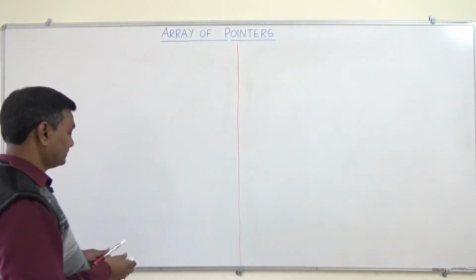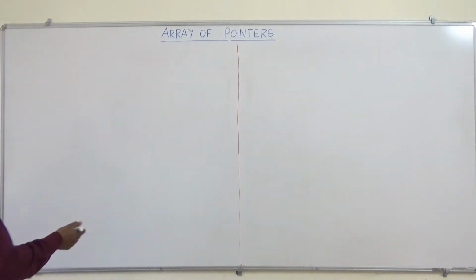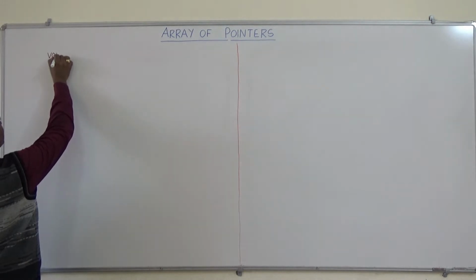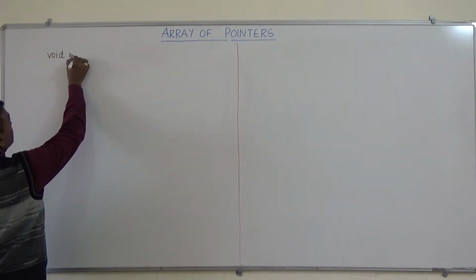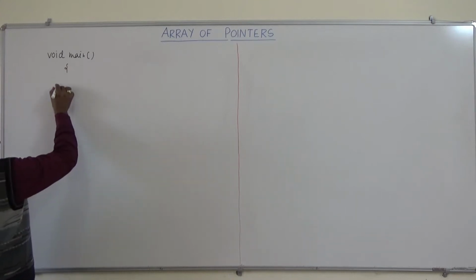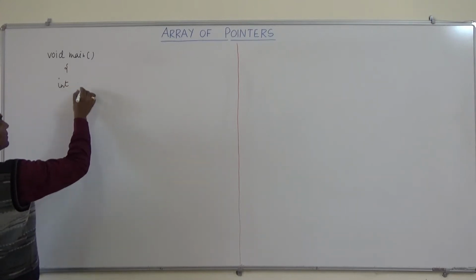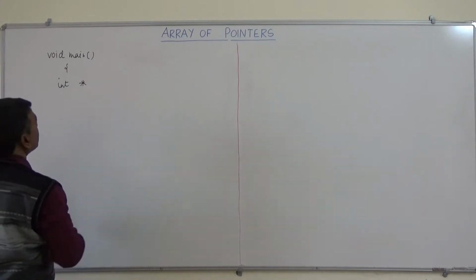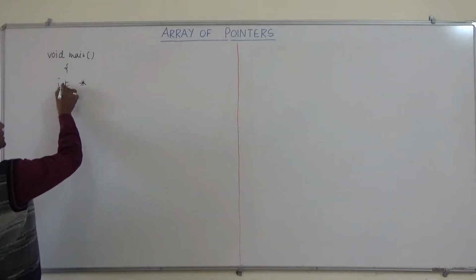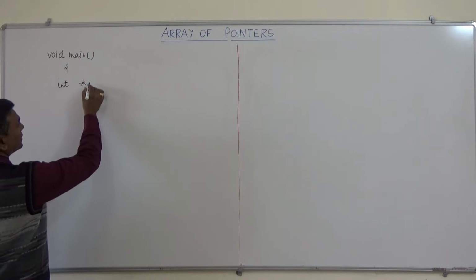So let us see, we will understand it with the help of a program. So this is the program, that is void main in C. Now we are going to declare array of pointer.